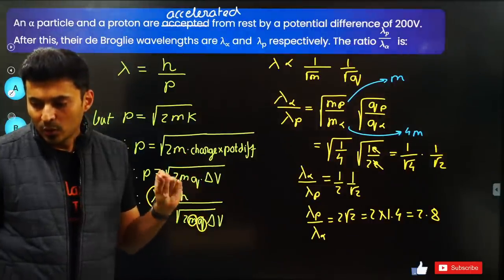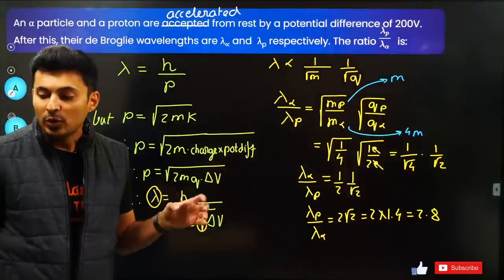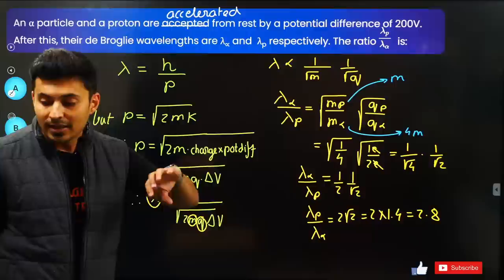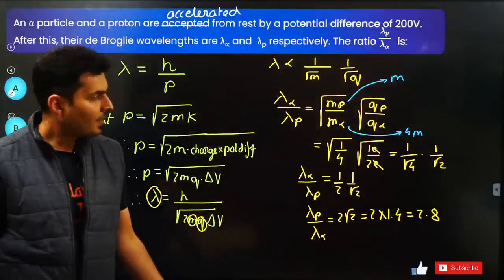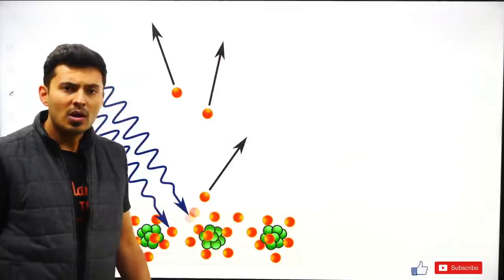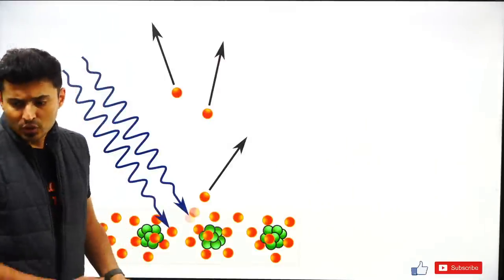Okay? Are neutrons outside the nucleus or inside? Neutron is inside the nucleus. Nuclear particle, neutron is there inside the nucleus. Okay? Fair enough. Let's go on to the next part.